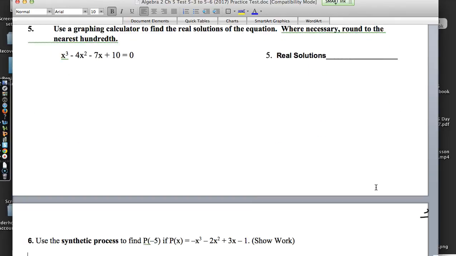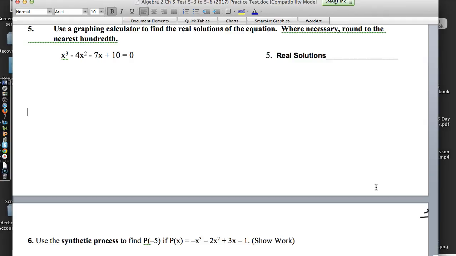Notice the directions for number 5. Use a graphing calculator to find the real solutions of the equation. Where necessary, round to the nearest hundredth. How many decimal places is 100? 2 decimal places. So let's get her in there and let's see what happens.